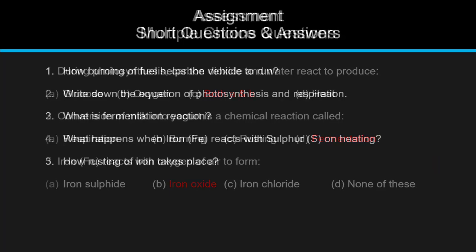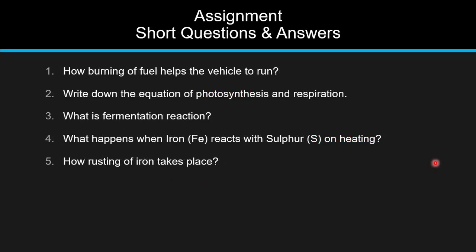Now we are going to discuss the short question answers of this topic. Number 1, how burning of fuel helps the vehicle to run. At the start of our lecture, we have studied the application of chemical reaction, that is burning of fuel, in which we have studied the burning of fuel causes the pressure which moves the piston of the engine to run the vehicle.